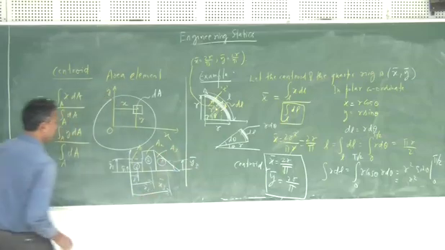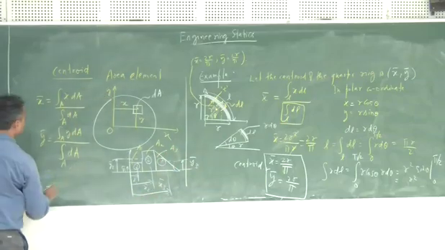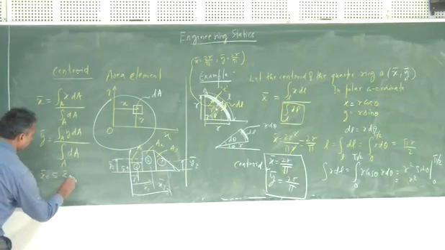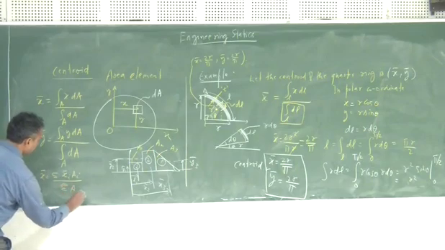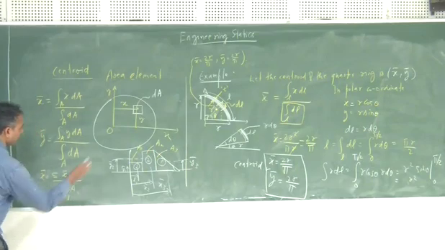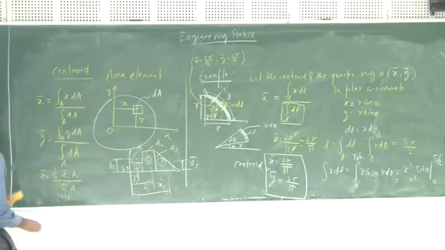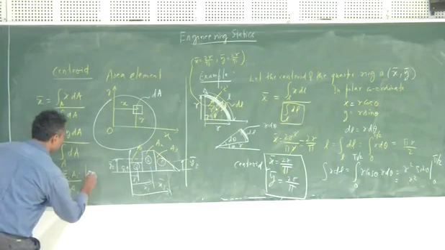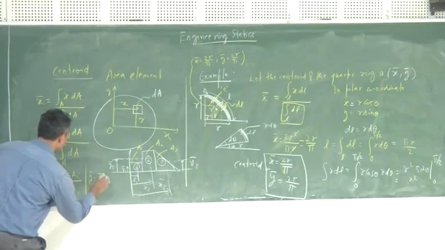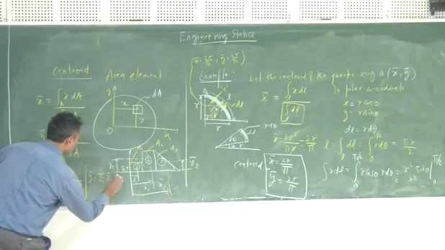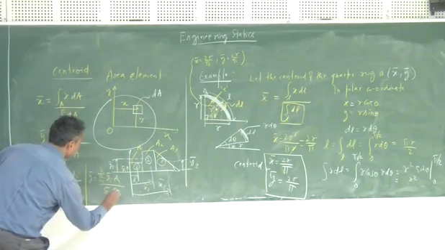And area of this one is A1, area of this one is A2, area of this one is A3. So in discrete sense, x bar of this particular point will be given by the sum of xi bar Ai divided by the sum of Ai. Similarly you can write y bar, given by the sum of yi bar Ai for i equal to 1 to 3.